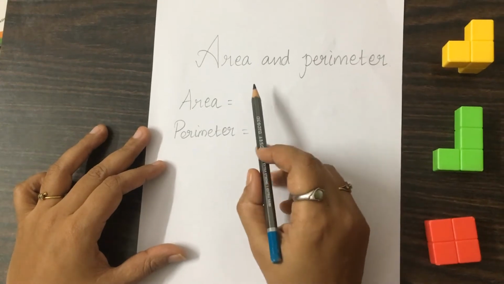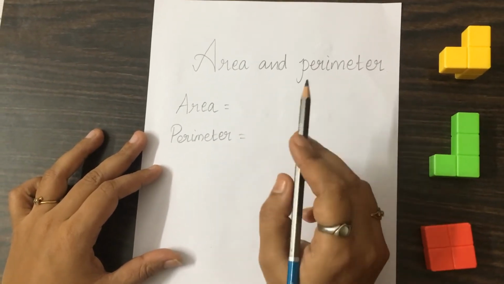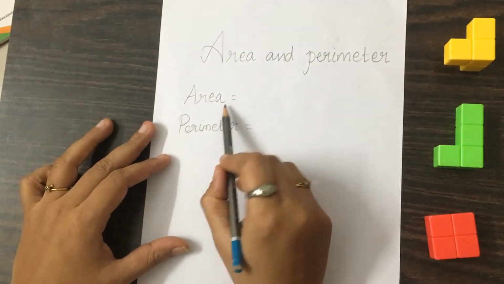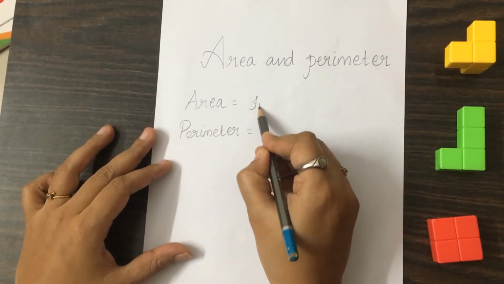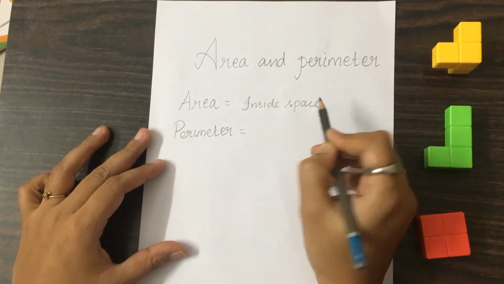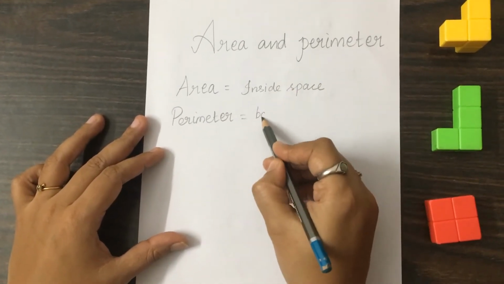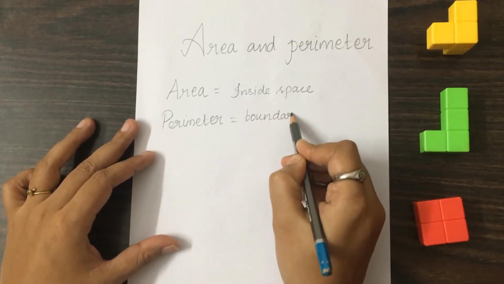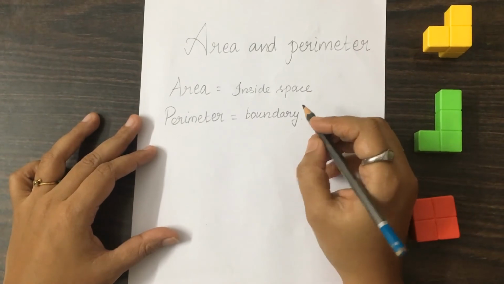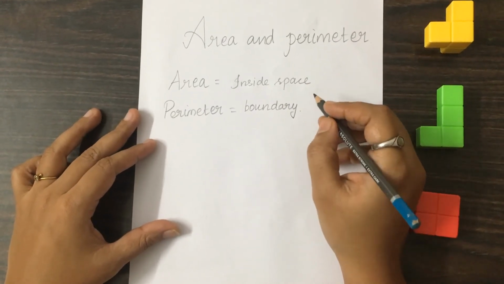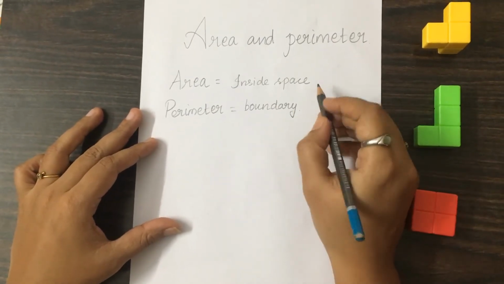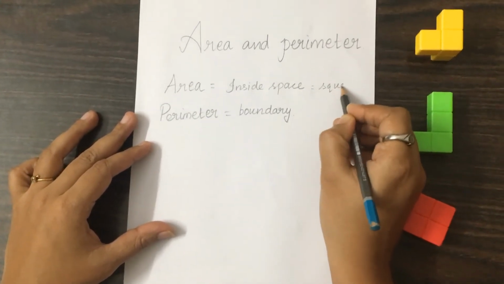Now I am going to teach you area and perimeter, which is not there in your textbook but there in your portion. What is area? Area means the inside space. The inside space is called area, and perimeter means the boundary. We measure area using squares, like how we measure the area of our house in square feet. So we measure area in squares.